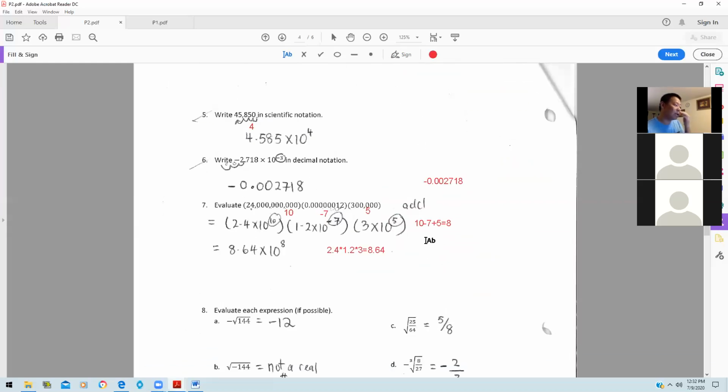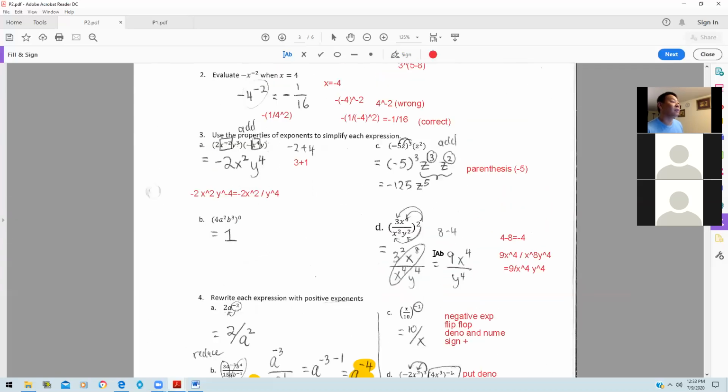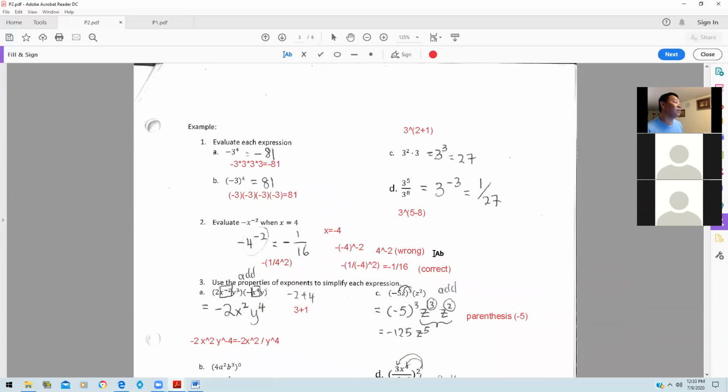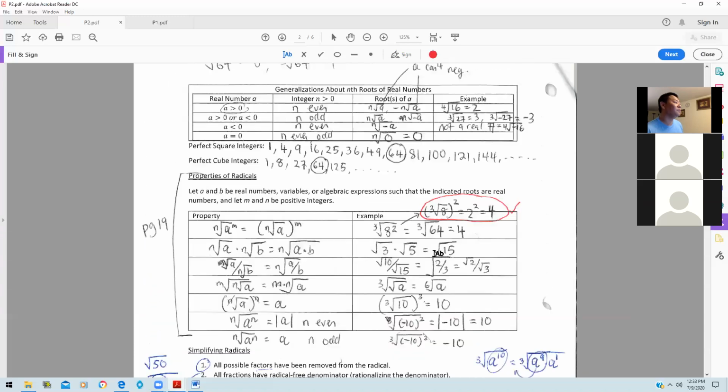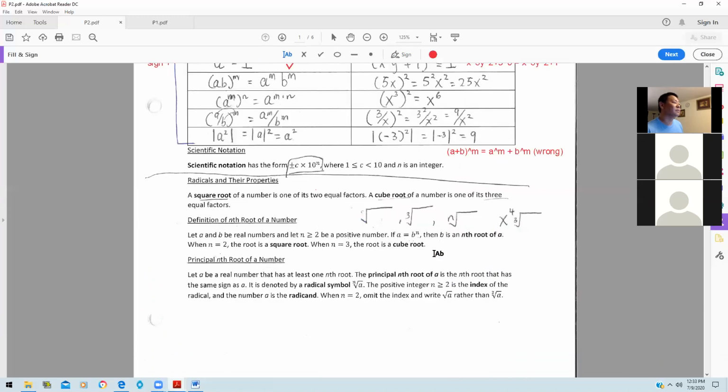Does anyone have any questions before we go on with radicals or roots? Radicals, the same thing as roots, which is down there. You guys doing okay so far with exponents? Okay. So now we're talking about radicals.